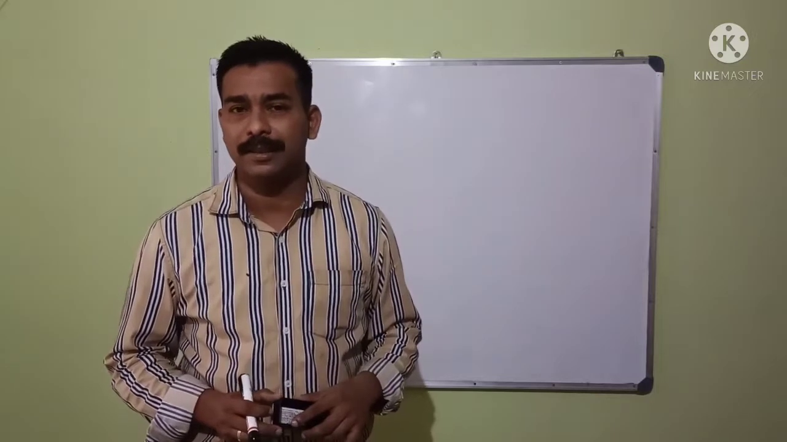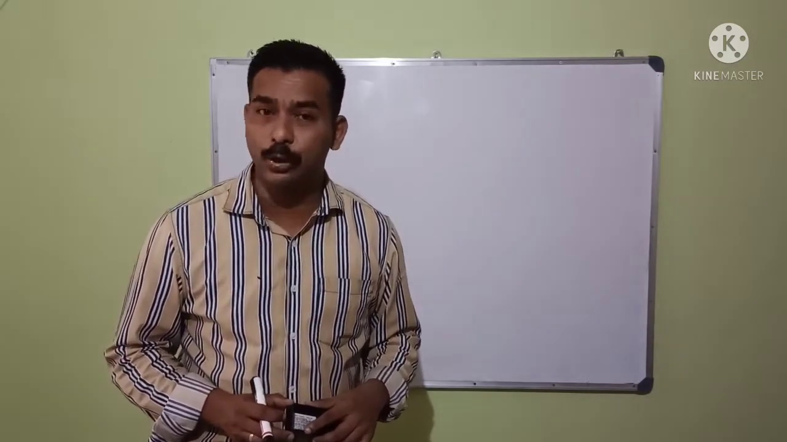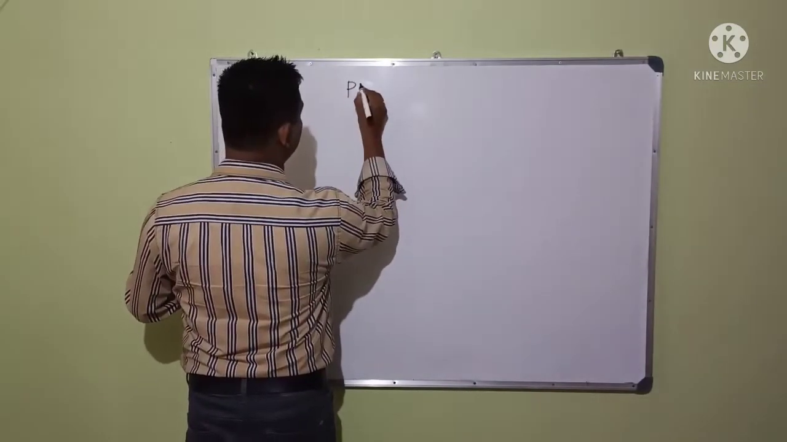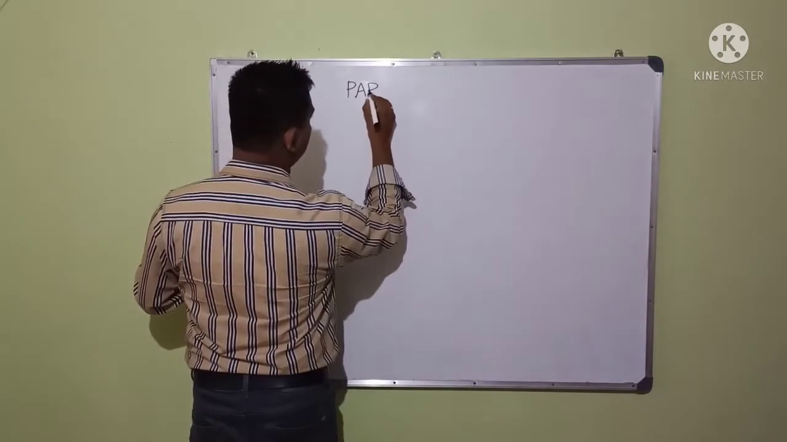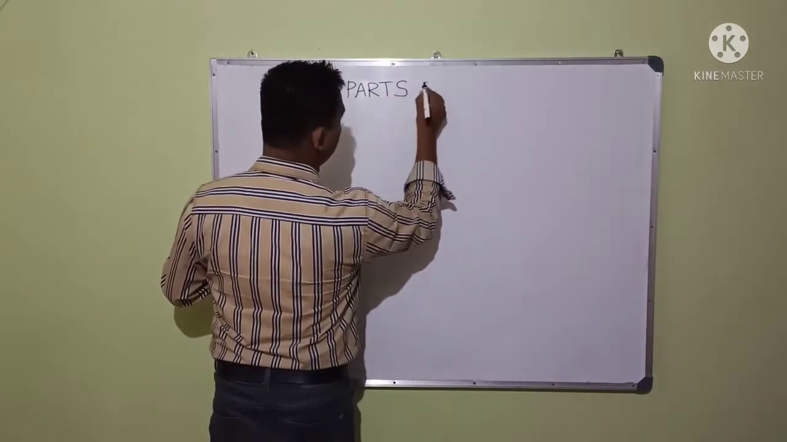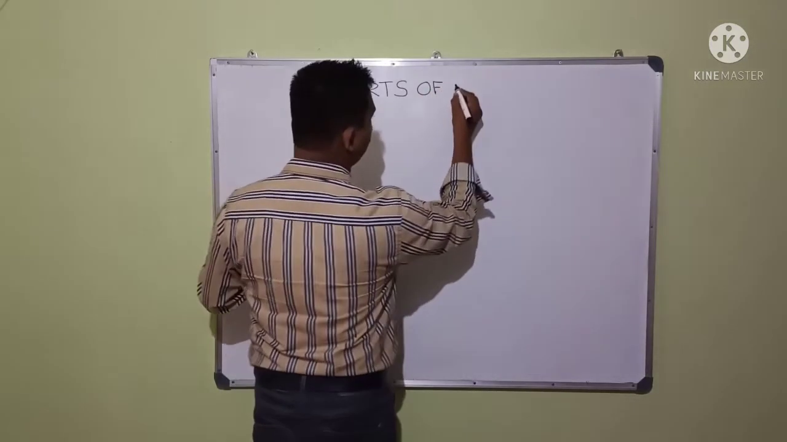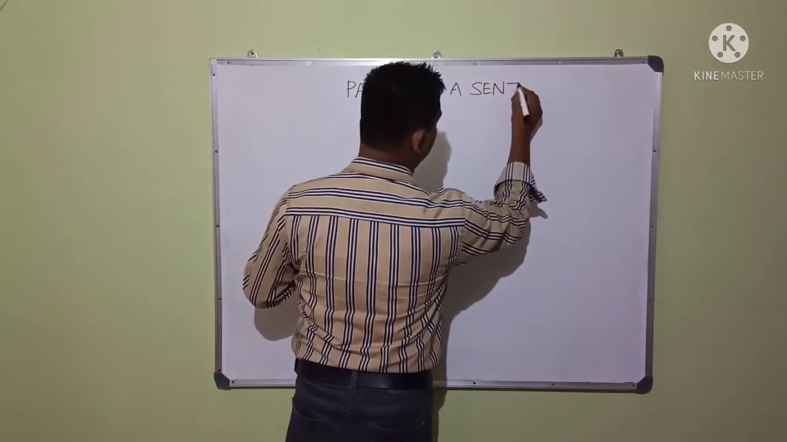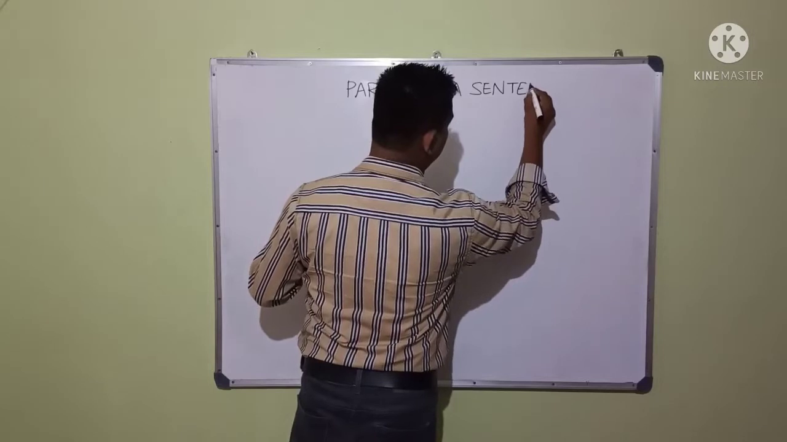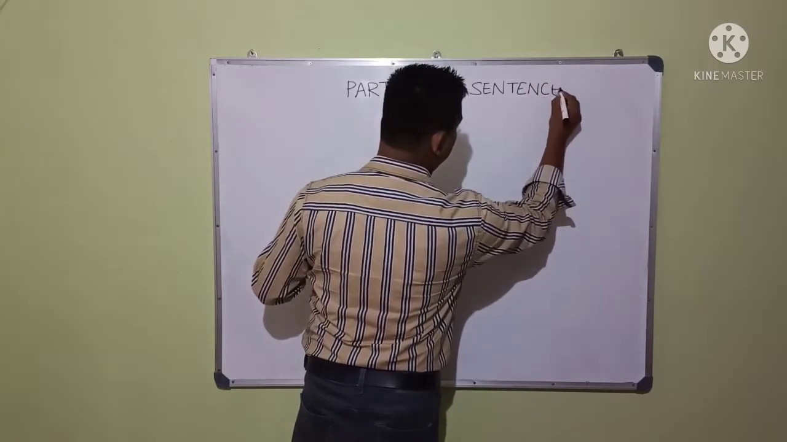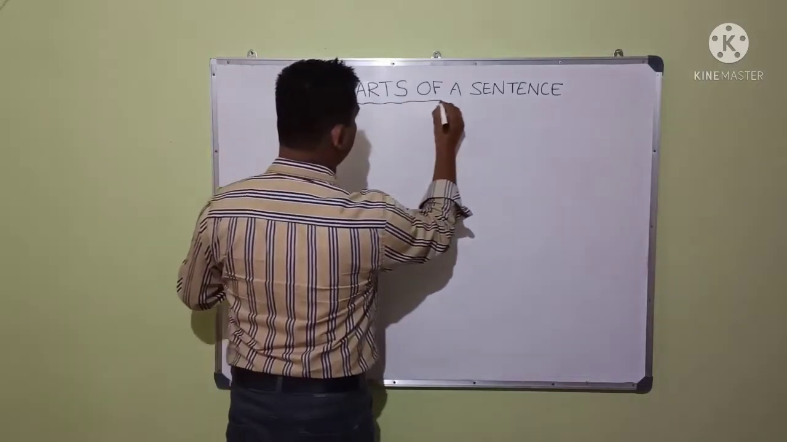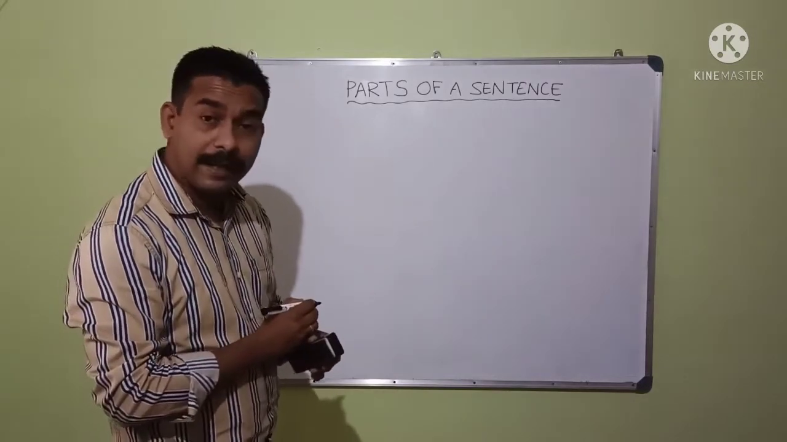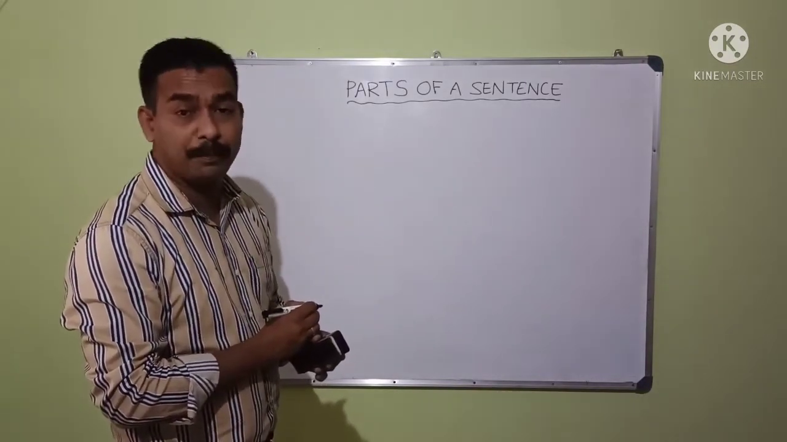Myself Sandosh KN. In this class, I shall teach you about the parts of a sentence. A sentence has two parts. They are the subject and the predicate.